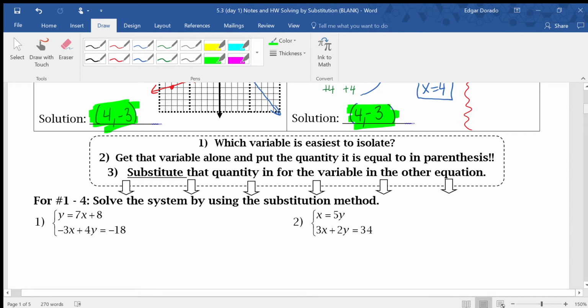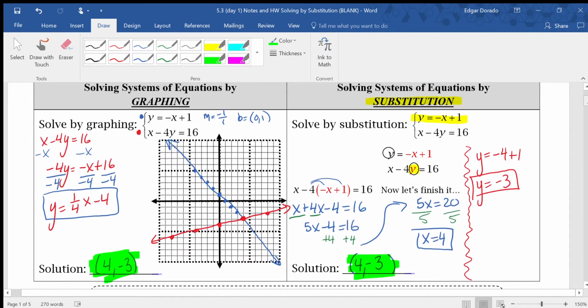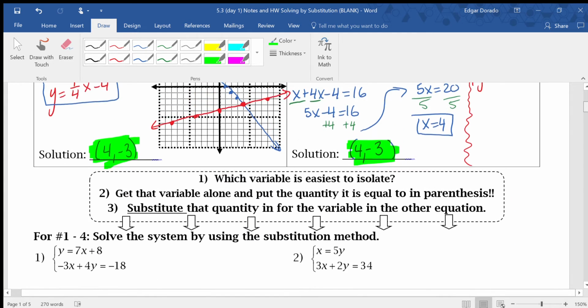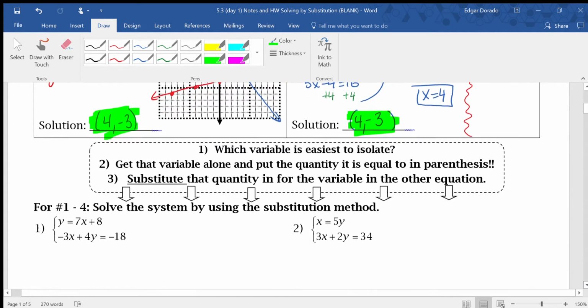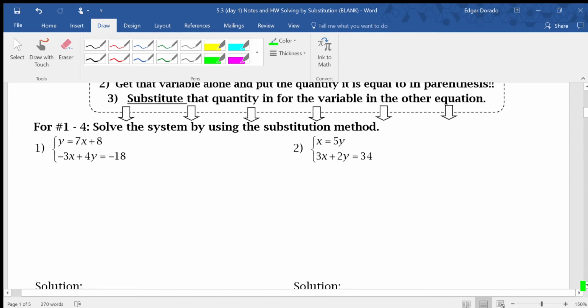Part 2 says get the variable alone and put the quantity it is equal to in parentheses. So we did that. That -x plus 1, we substituted that into one of the original equations. With that, we were able to do step 3, which is substitute that quantity in for the variable and into the other equation. Now again, that does seem like a lot of stuff, guys. Don't get overwhelmed by it. Let's just go ahead and keep practicing, and we will be able to understand it as we go along.